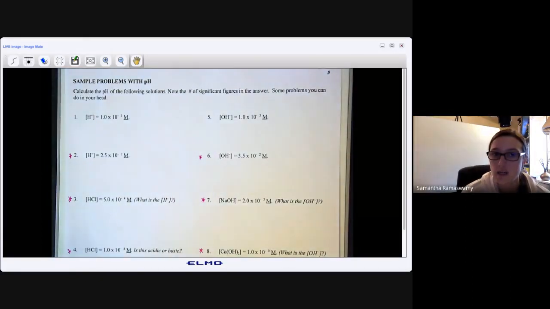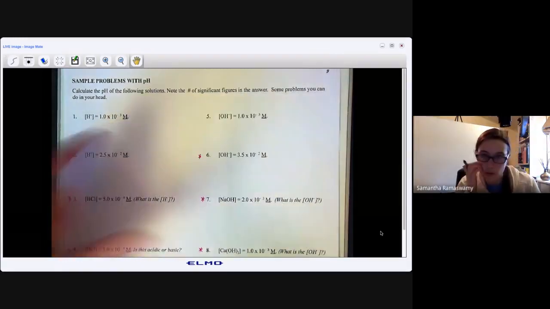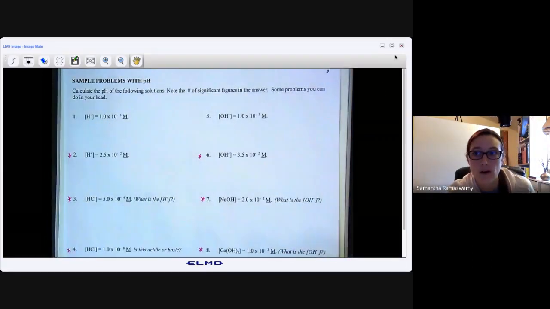So it says that some you could do in your head. Those are ones like this, where you have a 1 in front of the multiplication symbol. But we'll work more with that as we review for the AP exam. So for number 2, we're just going to work through the ones that I starred on here.